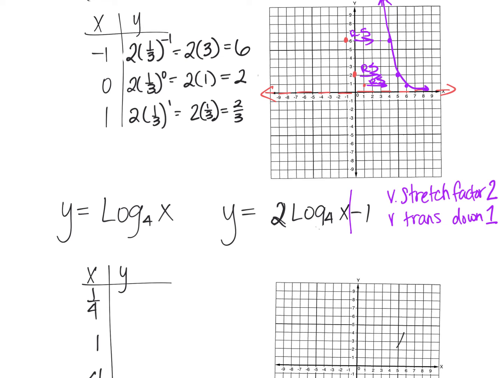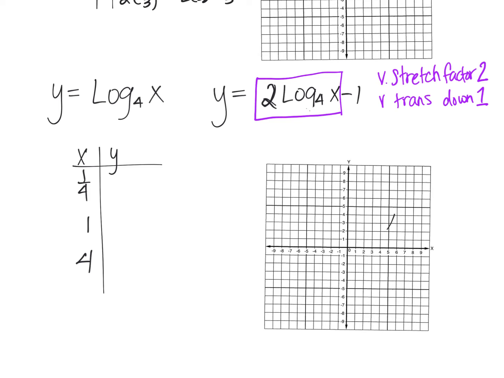So the function we're going to use in our table is that part. We're going to ignore all plus and minuses on the end. Okay? All the adding and subtracting we're going to ignore when we make our table. Then we will use the adding and subtracting and move it right or left and up and down. Now, remember yesterday, when it's log base 4, we plug in 1 over the base, which is 1/4. We plug in 1, and then we plug in the base, which is 4.